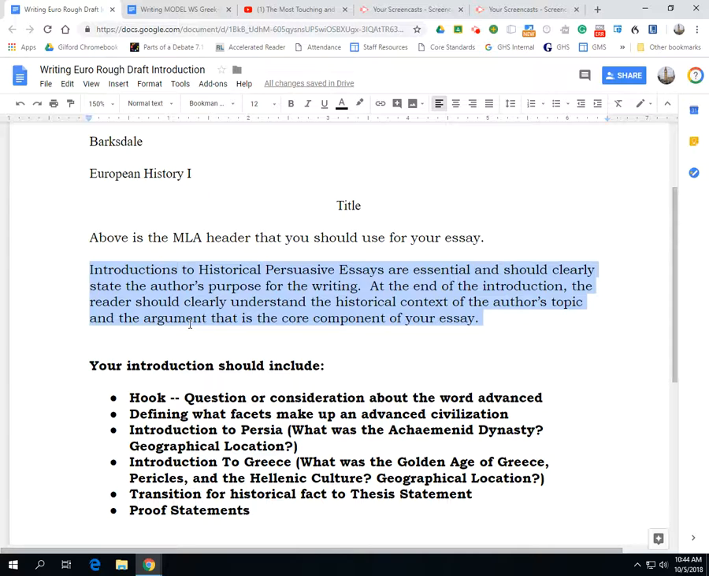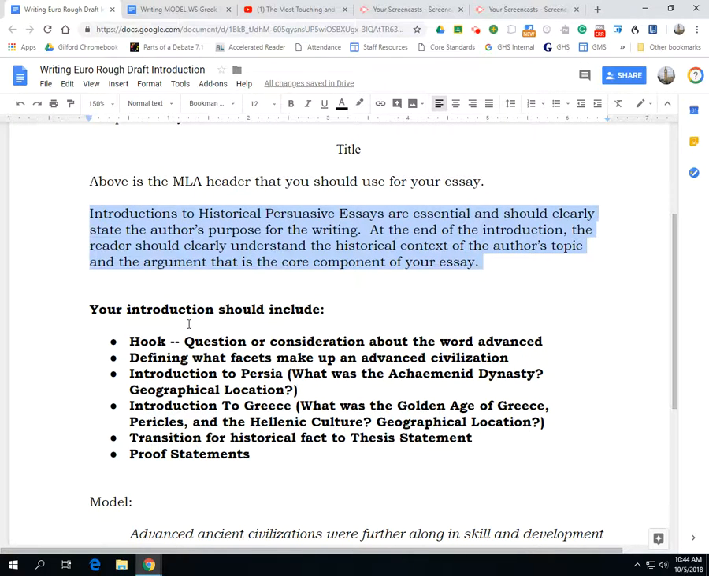So, for this introduction, you should include a hook, a question or consideration about the word advanced. The core context of what we've been doing since the start of this course is determining what factors develop a civilization. And then taking it a layer further, we've been talking about what makes some civilizations more advanced than others. So the first thing you should start off with is a hook or a consideration that will include kind of a perspective and overview of the word advanced.